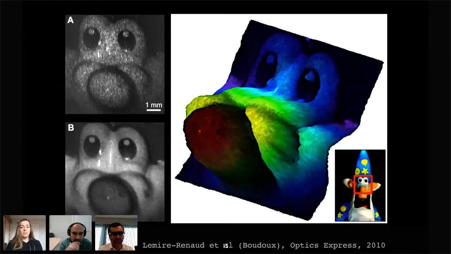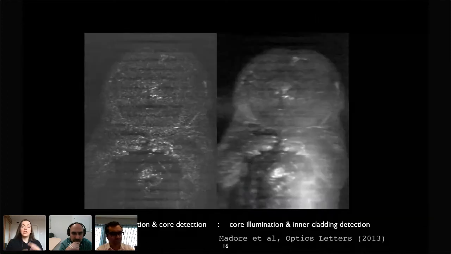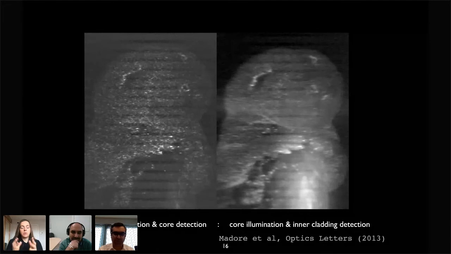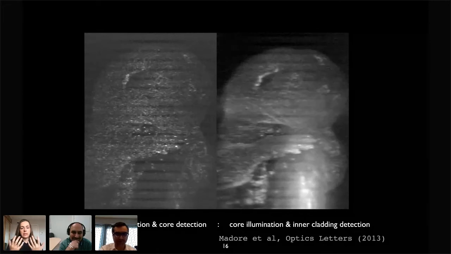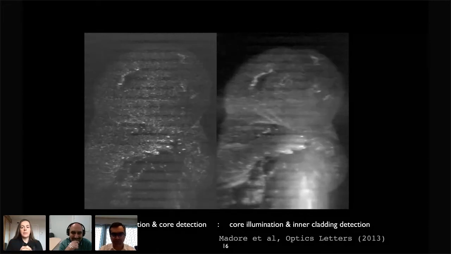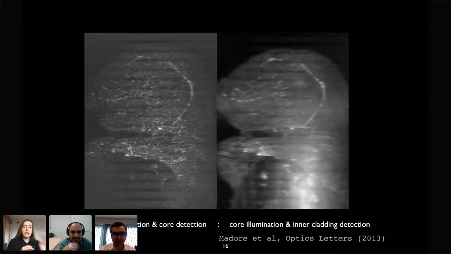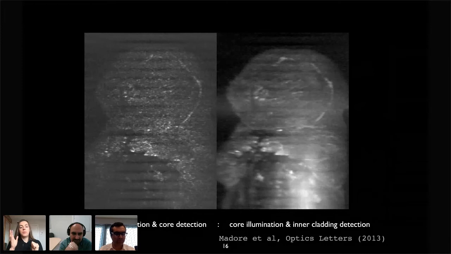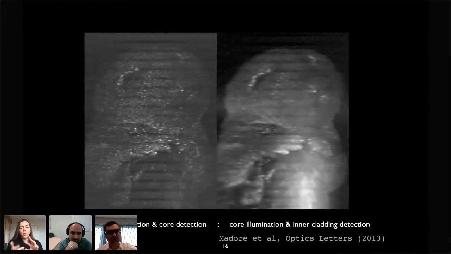Of course, my idea of translational imaging is not just to image Kinder Surprise toys, just to know which one there is before you eat the chocolate. The idea was to try it on biological systems, and this is where we tried it on a mouse embryo. The image with a single fiber on the left and the image from the new system on the right, and I hope this video is showing on my screen.